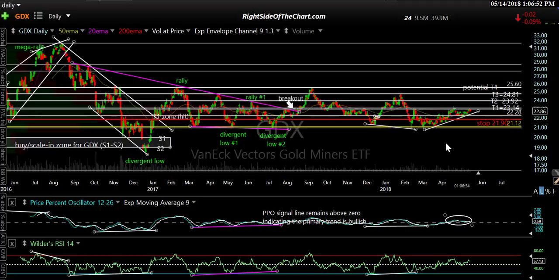Again, this is based on the case that despite any near-term pullback or bounce in the dollar, I think there's more downside in the dollar and more upside in gold and GDX as well as platinum.